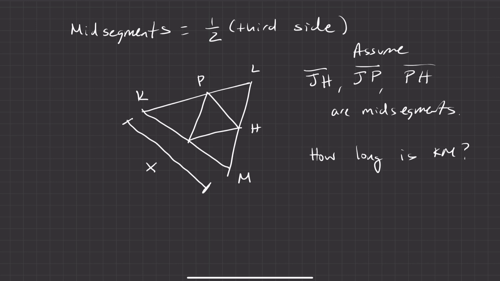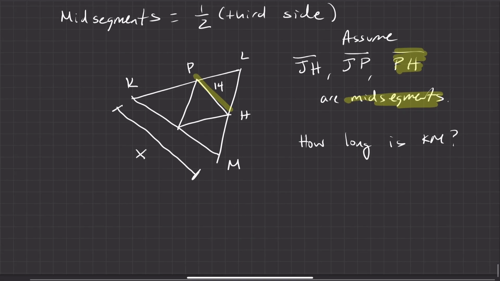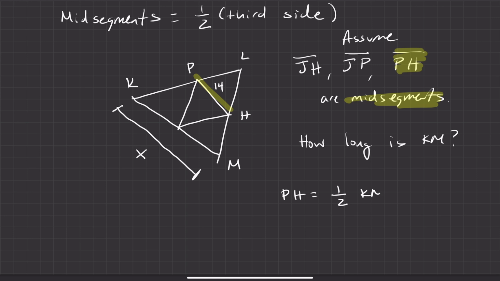Well, if we know that PH is the midsegment, right? And we're going to give it a value of 14. Then how long is KM? Well, if this is 14, right, then this has to be 28. I'm going to go ahead and verify that with you. So we say that PH is 1/2 of KM. And we know that PH is already given. That's 14. And I'm going to equal that to 1/2 KM.